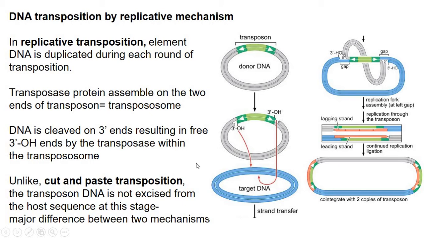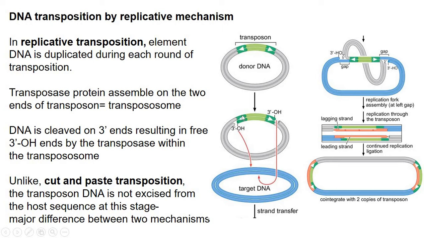Unlike cut and paste transposition, where the transposon is excised either by the action of this hydroxyl group making a break here, and this hydroxyl making a break here, or a different set of proteins like we talked about in Tn7, where the TnsA protein makes the cut. So in the cut and paste, it will be completely excised or removed, but in replicative transposition, that's not the case. It only makes these two cuts, and this hydroxyl group then will make a cut in a target DNA.